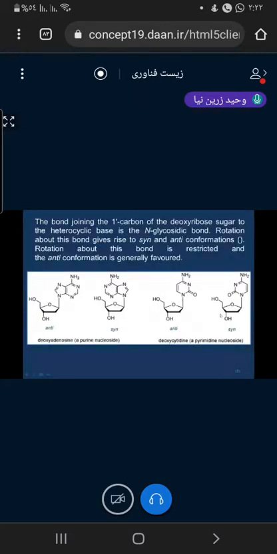Anti and syn are different types of nucleotide conformation. You can see deoxyadenosine as a nucleotide, in the anti conformation and in the syn conformation. Please write this in your papers or in your notebook.